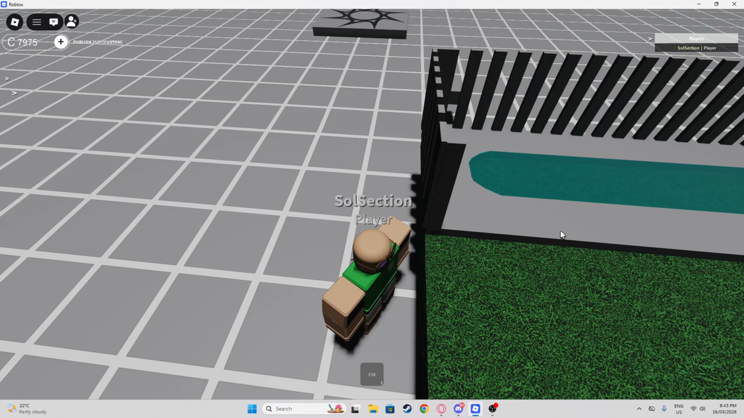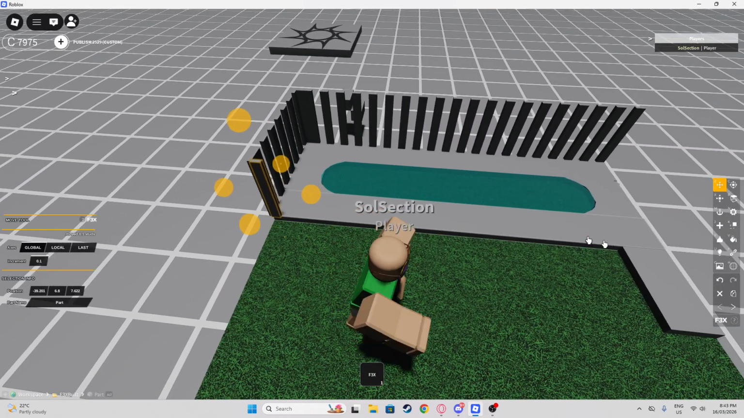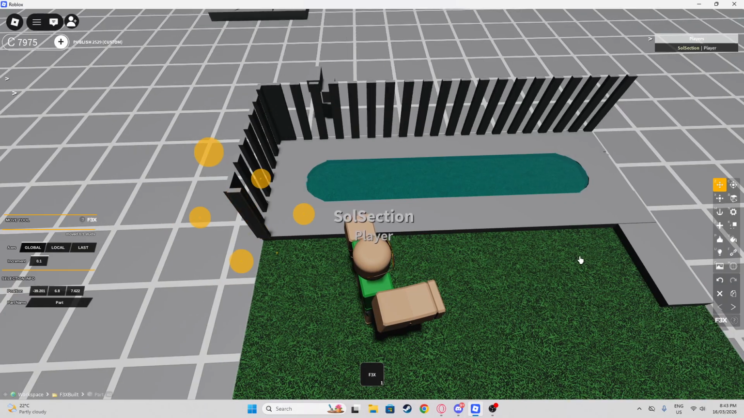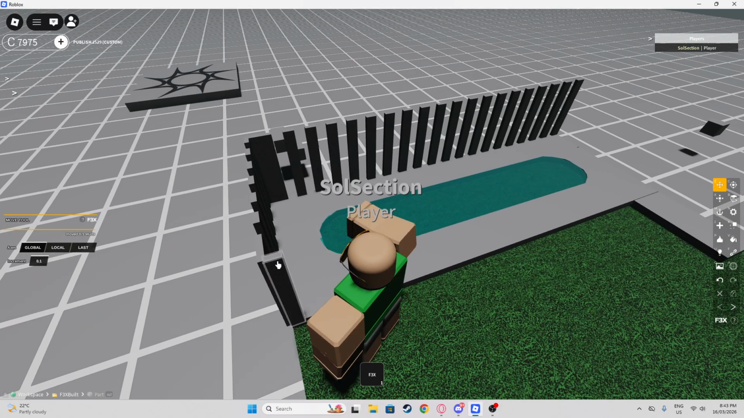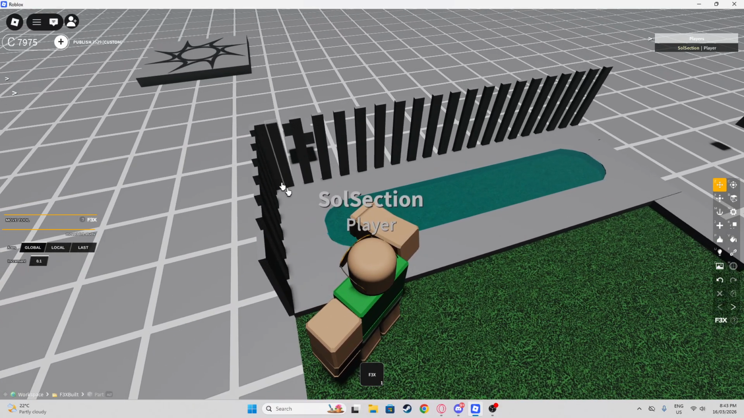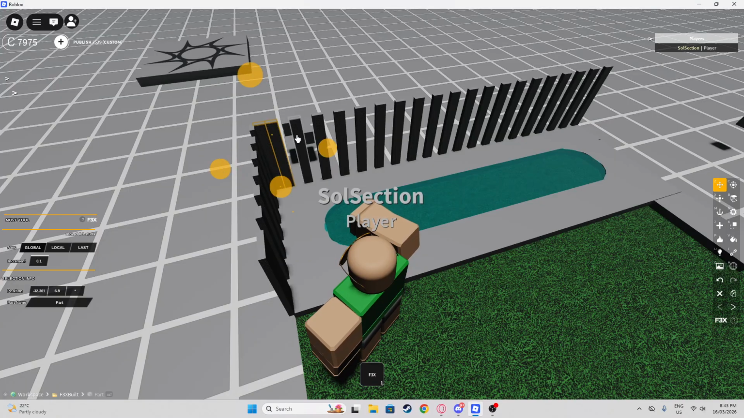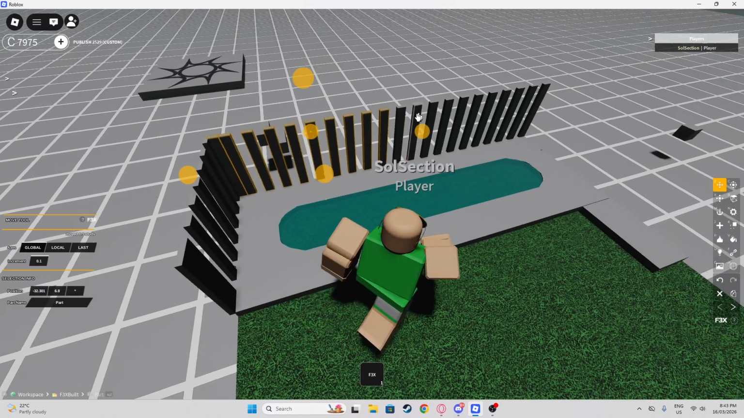Oh, I see what the problem was. I had it too far up, but that's fine. It doesn't really matter too much. Oh wait, what I could do is just copy this side and put it on this side.